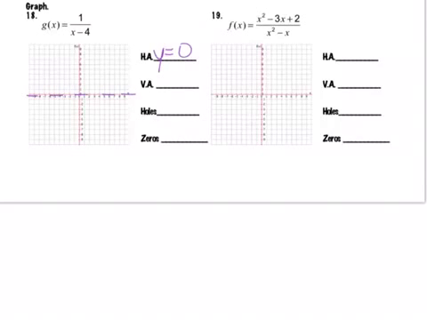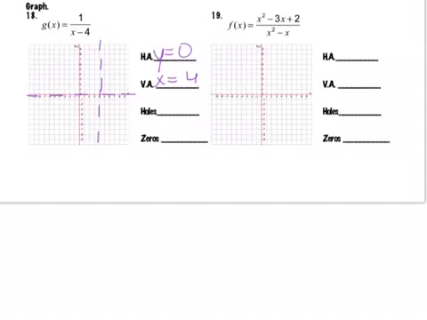Vertical asymptote comes from the denominator, set that equal to 0. So when I do that, I look at my denominator and I set that equal to 0, and that would be 4. So x equals 4. So I'm going to put dots on it where x equals 4.